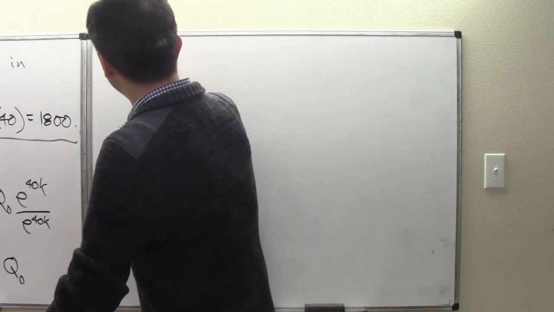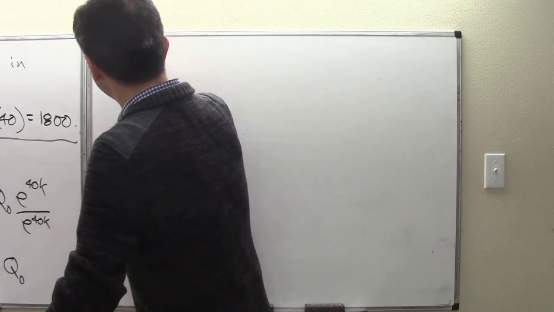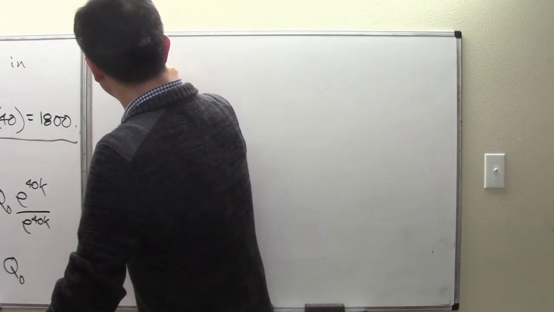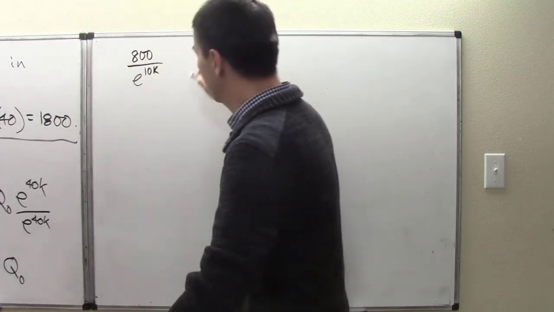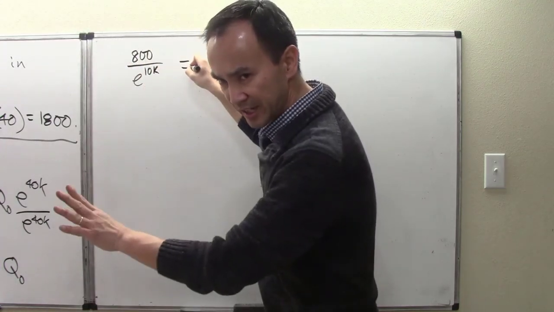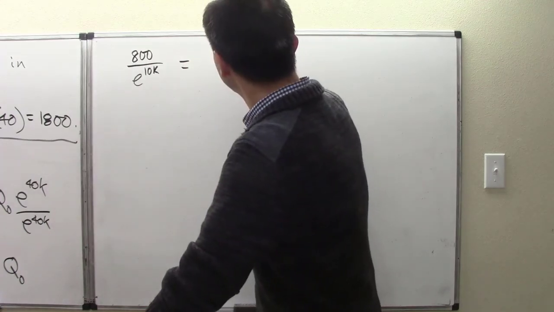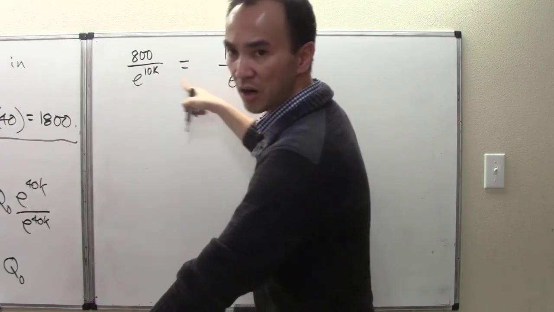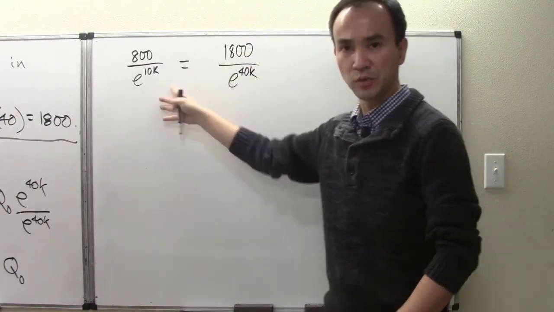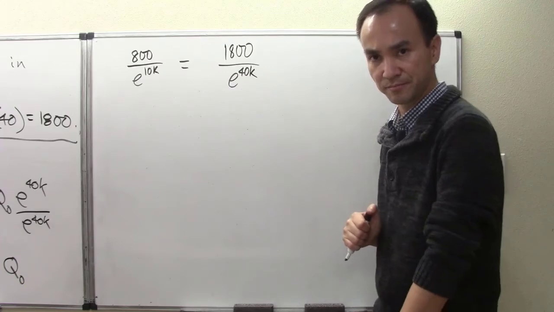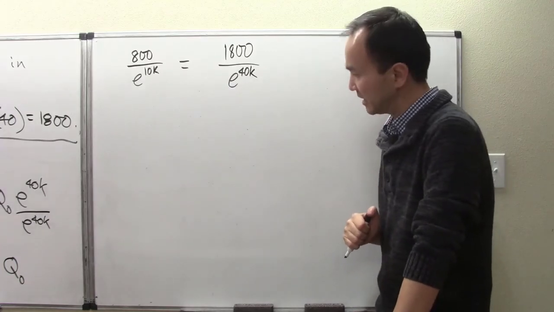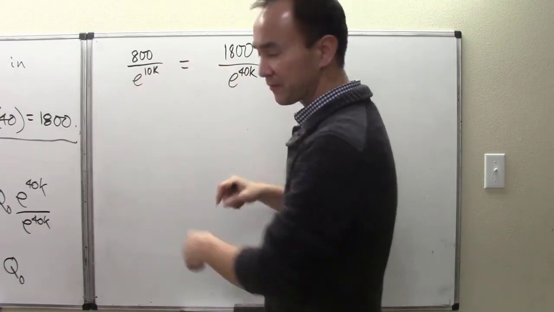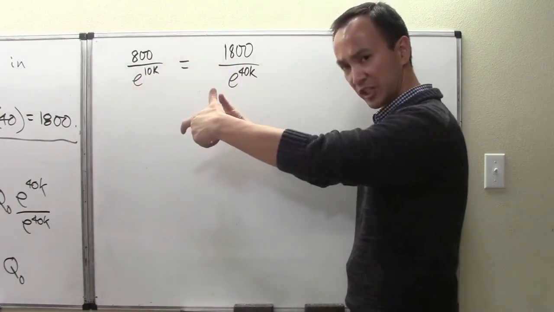I now see that we have 800 over e to the 10k. It's already equal to q sub 0. But q sub 0, on the other hand, as I said, equals 1800 over e to the 40k. And so in that way, these two have to be equal to each other. Okay? All right, so now we can take the reciprocal of this equation, side by side.